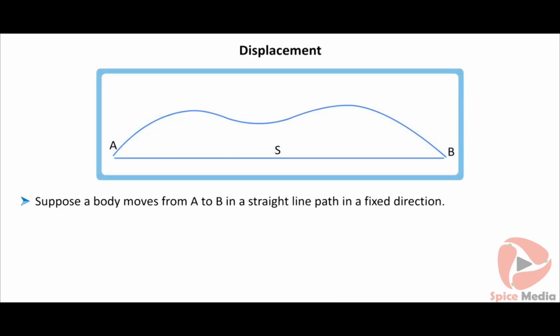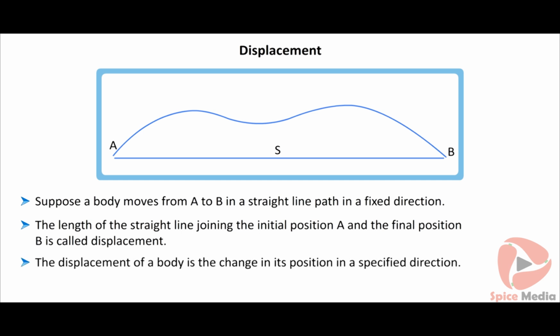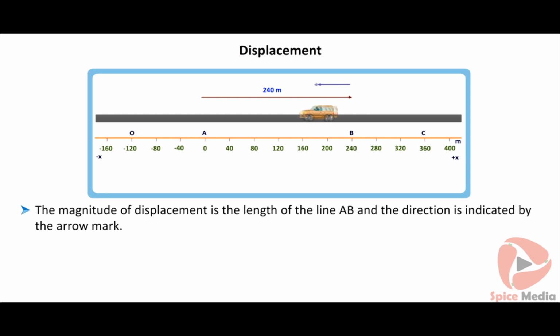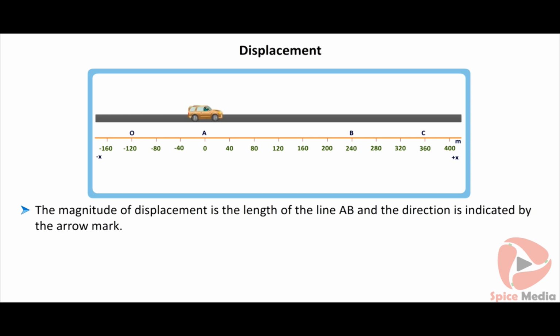Suppose a body moves from A to B in a straight line path in a fixed direction. The length of the straight line joining the initial position A and the final position B is called displacement. The displacement of a body is the change in its position in a specified direction. Some of the facts about displacement are: the magnitude of displacement is the length of the line AB and the direction is indicated by the arrow mark.